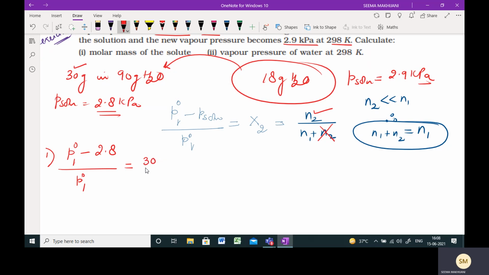30 grams by M divided by moles of water. Moles of water is how much? 90 grams of water. So 90 by 80. That is equation number 1.